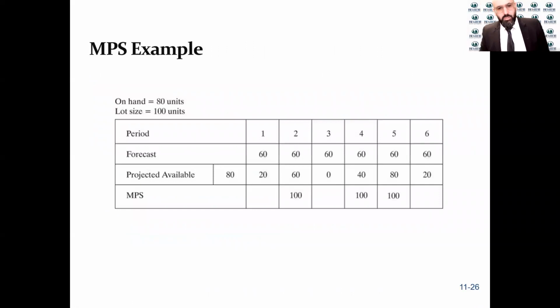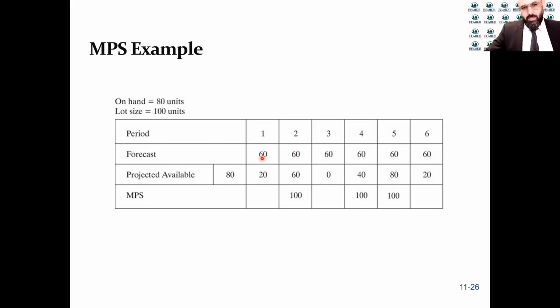All right, let's take a look here. What does the MPS look like? We have the lot size, starting with the lot size, we could make 80 units. We have inventory on hand, 80 units. Lot size is 100. Here's what the demand would be for this particular product. We have 60 forecasted. We forecast 60 units every period for 6 periods. Projected inventory available would be 80. Start with the 80.